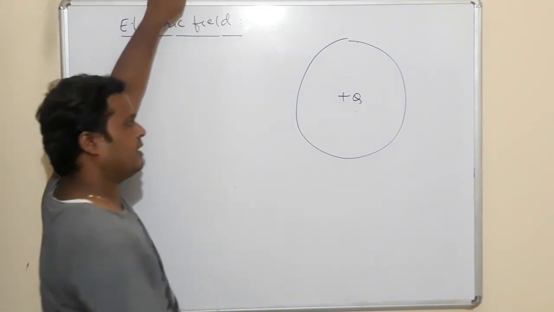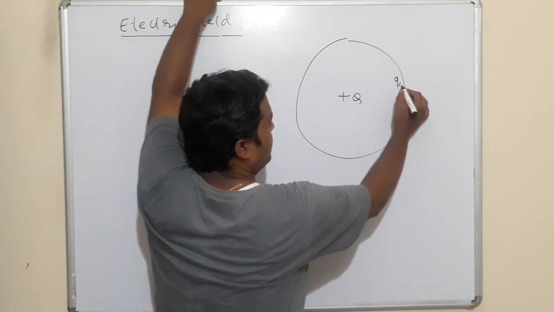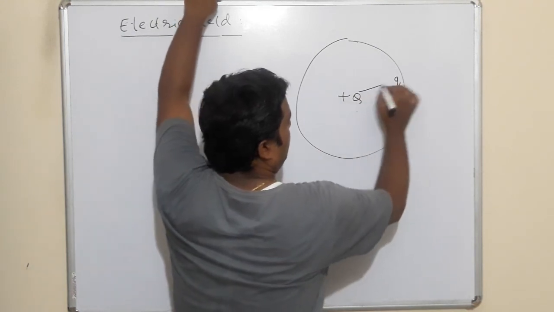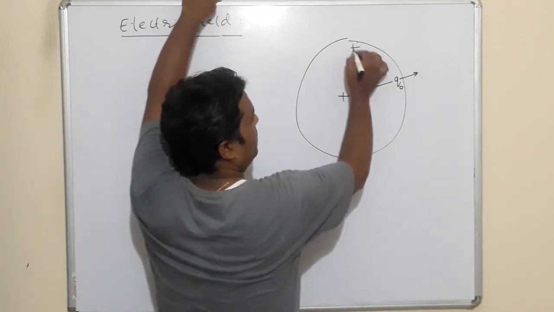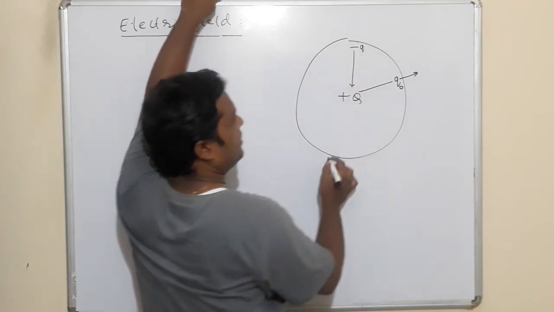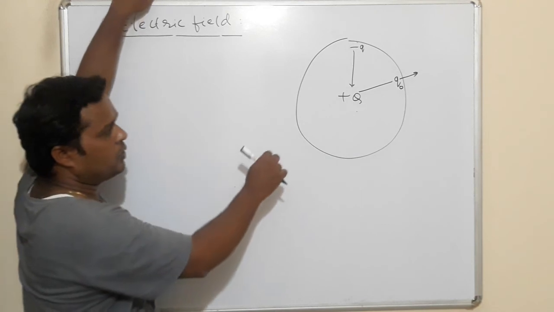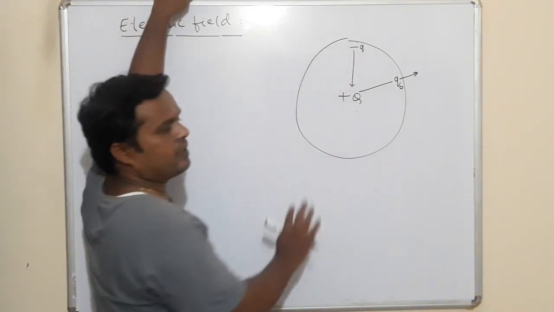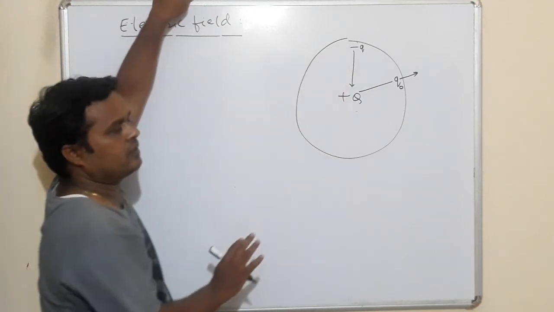That means it can either attract another charge placed here. If I place a positive charge here, it will repel in this direction. If I place a negative charge here, it will attract in this direction. That means within this region, it is able to influence another charge, that means it is able to attract or repel another charge.